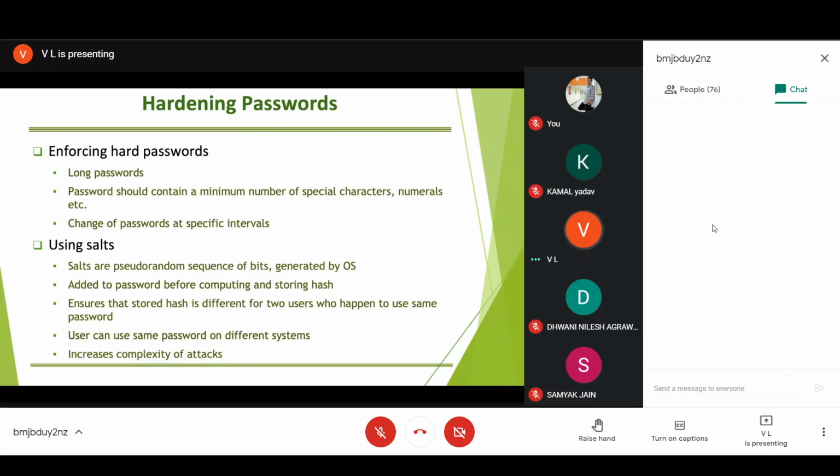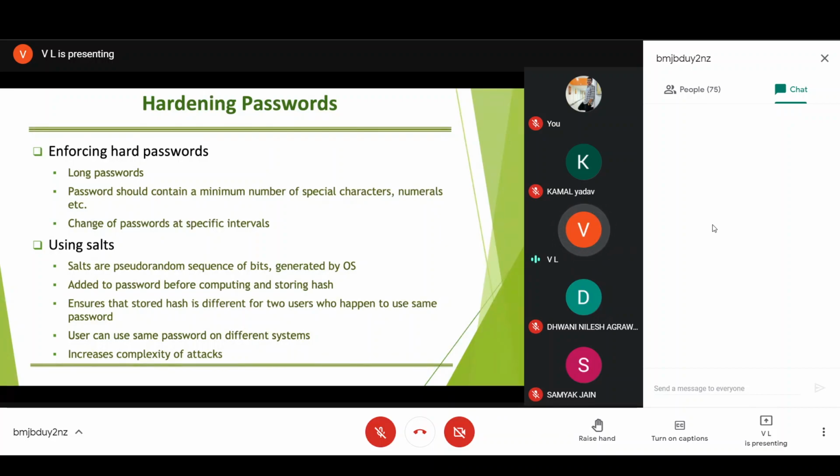The string that the user types while giving the password, that clear text, is added to the password, and then the hash is computed. This will ensure that the hash will be different for two users who are giving the same password, because the salt will not be the same for both users. So even if both users are giving a password as ABC123, even then the hash value for both users would be different.